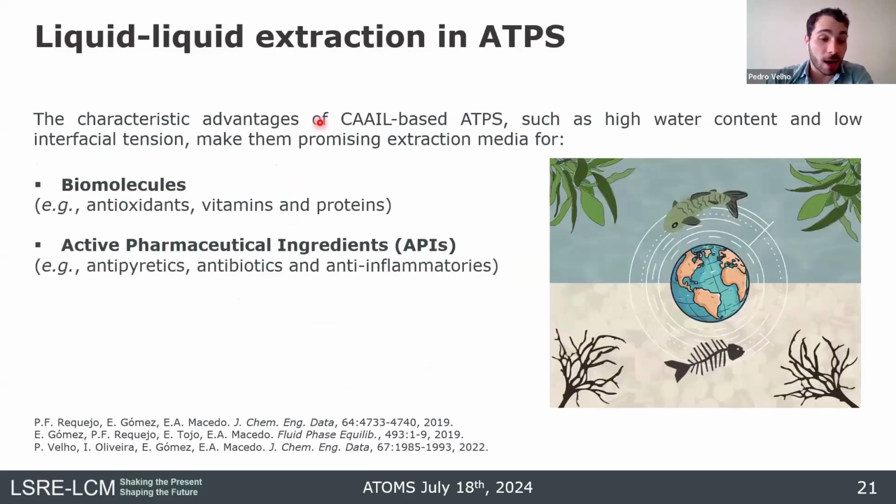As you probably figured out already, in our group, when we are dealing with aqueous two-phase systems, we normally extract either biomolecules or active pharmaceutical ingredients. Biomolecules could be antioxidants, vitamins, proteins, pigments, sugars. Active pharmaceutical ingredients normally are antipyretics, antibiotics, anti-inflammatories. And quite recently, we have been focused on active pharmaceutical ingredients since they are polluting our waters, as you can see here in this small image.